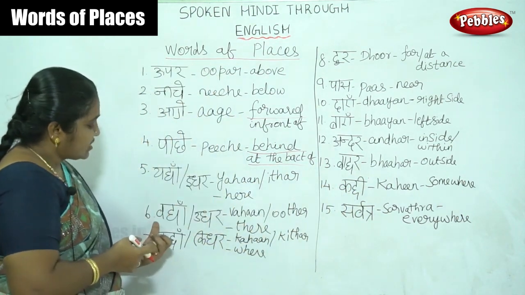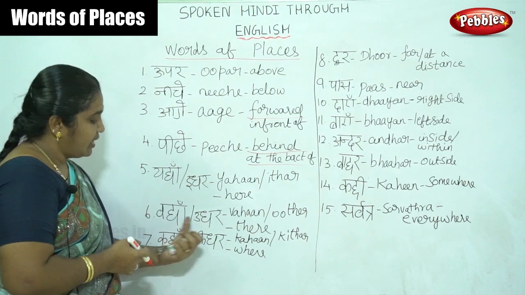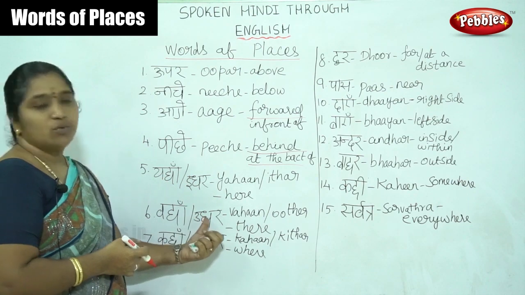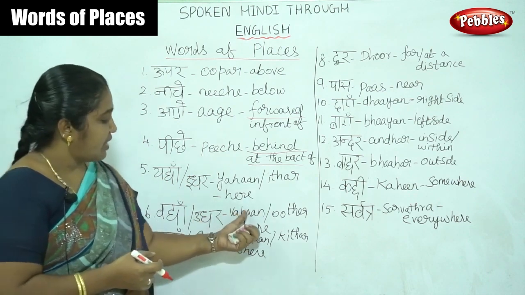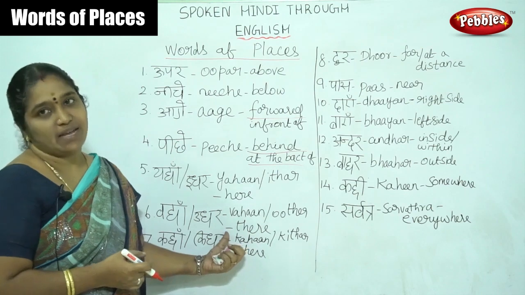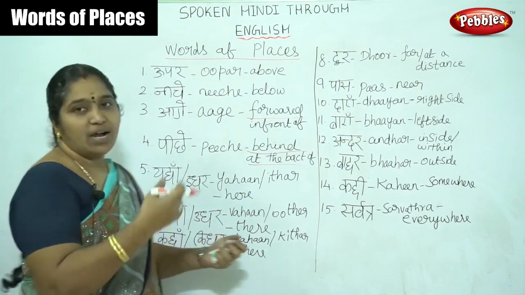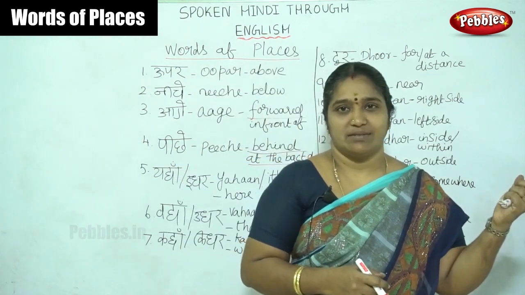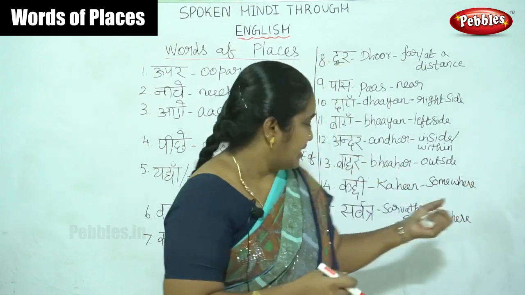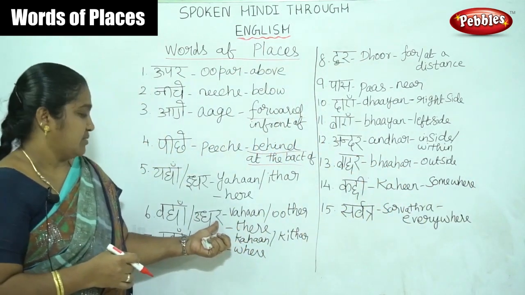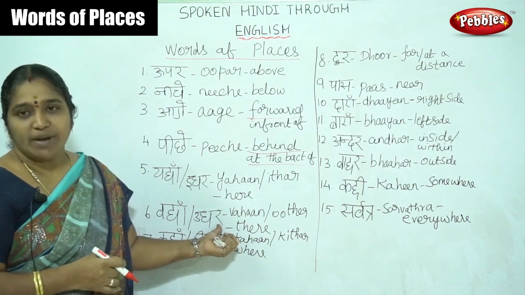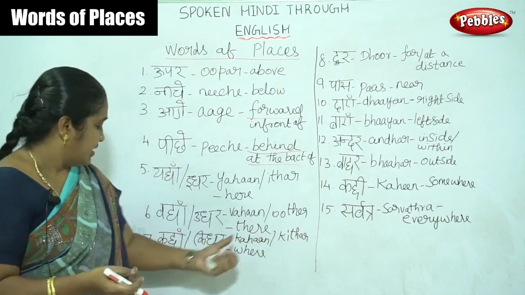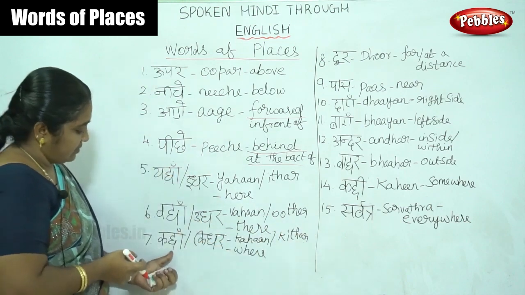Then the sixth one, वहाँ, उधर. Same as यहाँ, इधर, we can use वहाँ, उधर. The meaning is there. वहाँ बैठो means sit there. उधर बैठो means the same, sit there.